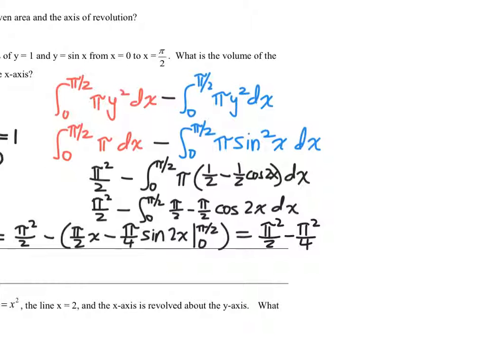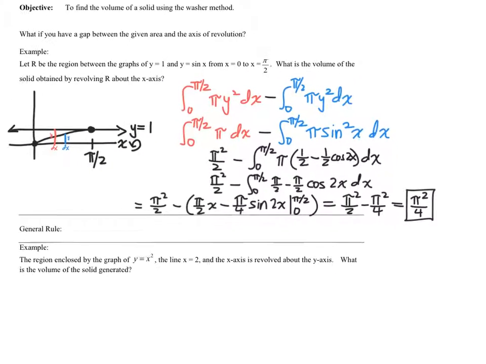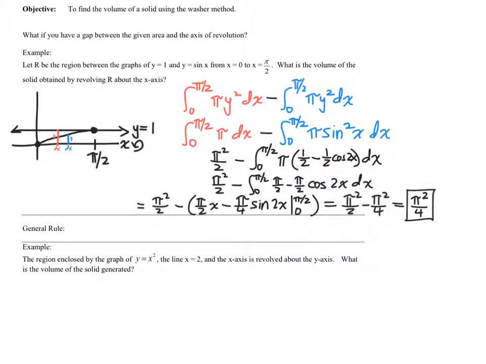Plus, oh, no, 0's out, right? Because pi over 2 times 2 is pi, and the sine of pi is equal to 0. So a half minus a quarter is a quarter, so we're talking pi squared over 4. Only complicated because you have to do it by hand.